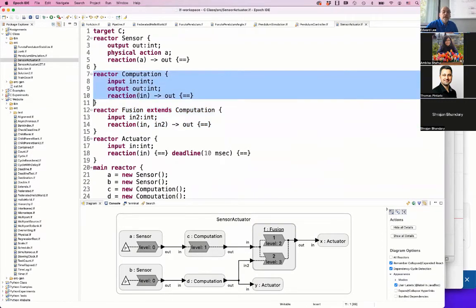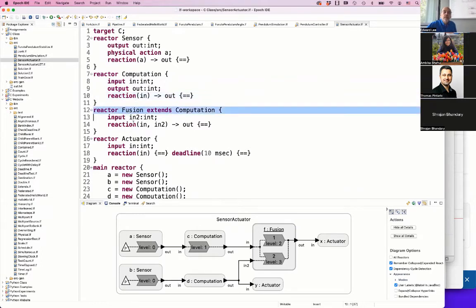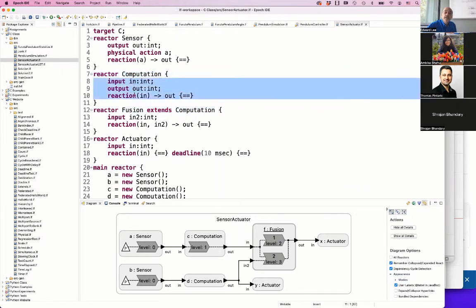So here's a reactor that's defined with an input and an output and some reaction. In this case, the body of the reaction is empty because this is just an illustration of a pattern. But notice what's going on here. This fusion reactor extends this computation reactor, which means that it inherits any properties that the base class has: its inputs, outputs, and reactions, and state variables and parameters and everything else. So this use of inheritance in Lingua Franca is potentially extremely useful.